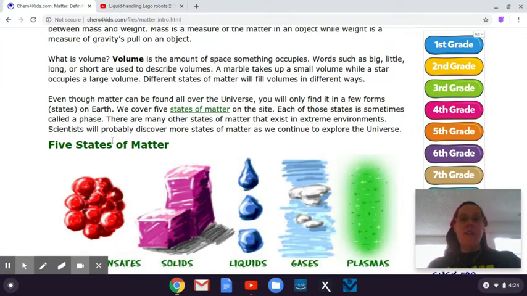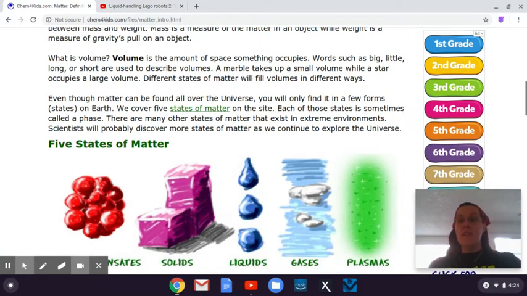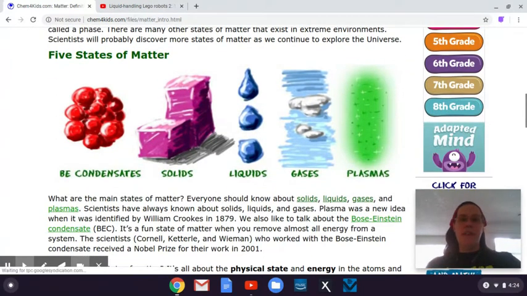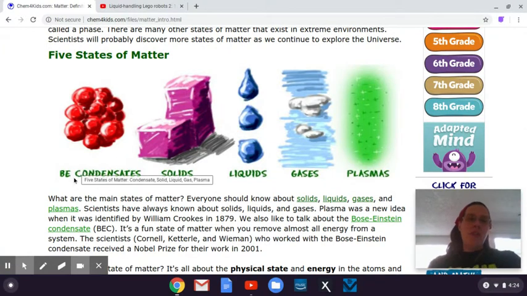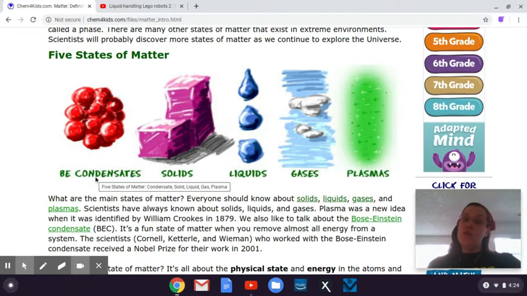Scientists will probably discover more states of matter as we continue to explore the universe. So these are the 5 states right now. You have these Bose-Einstein condensates. Like I said, you have to drop the temperature of this matter so far that it gets to a state where the molecules are almost frozen. I'm talking about the actual electrons and stuff. So we're not going to do that.